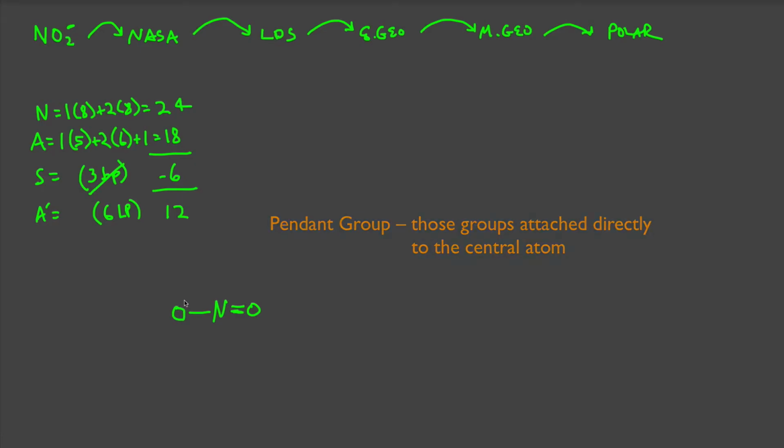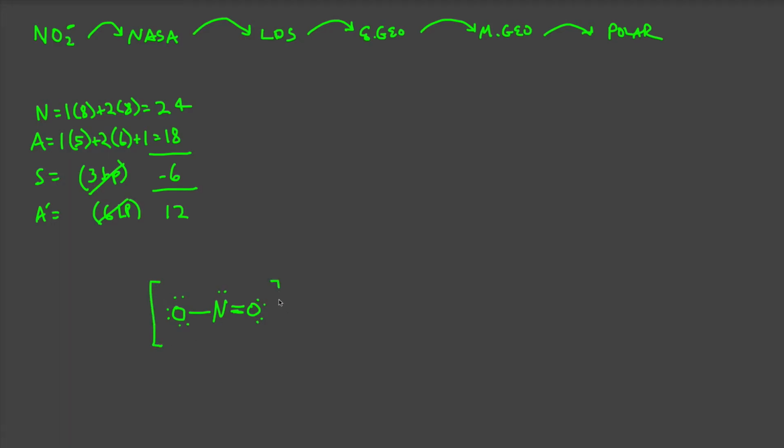So this oxygen has 1, 2, 3, 4, 5, 6, 7, 8. We stop because we said oxygen needs 8. This oxygen has 1, 2, 3, 4, 5, 6, 7, 8. We'll stop there. And I see a total of 5 lone pairs has been placed. So I need to place 1 more. So it has to go on the central atom. This is the Lewis dot structure. I'm going to put it in brackets with a negative sign to remind us that that is negative.